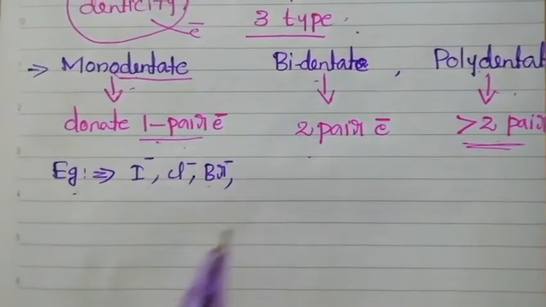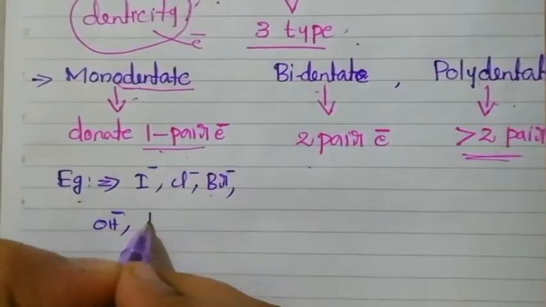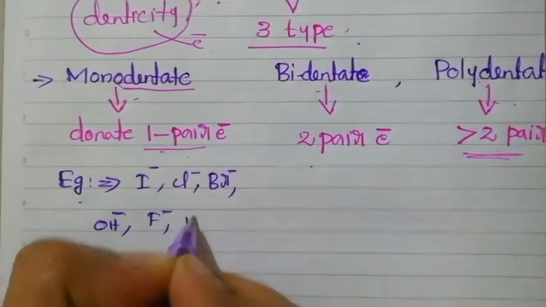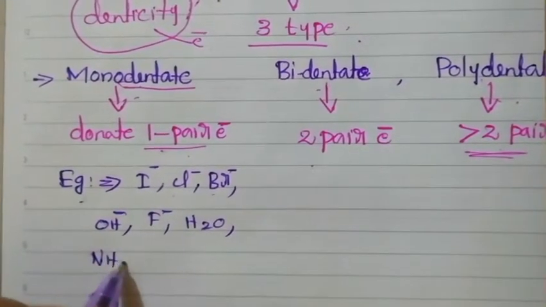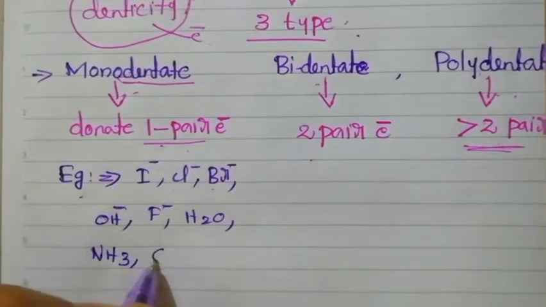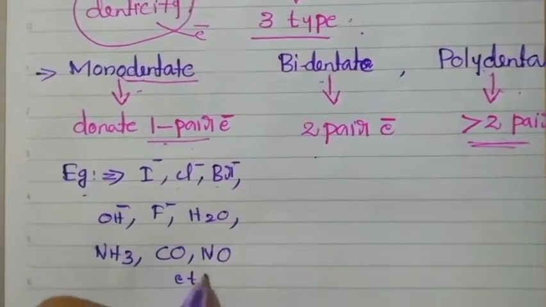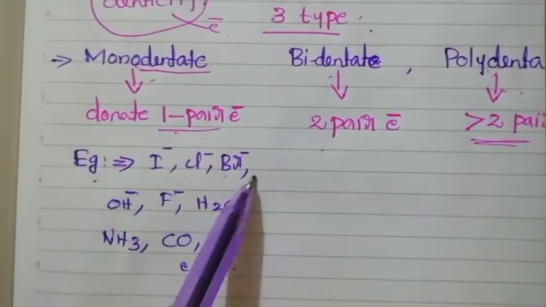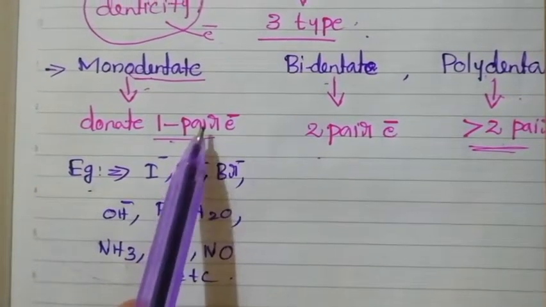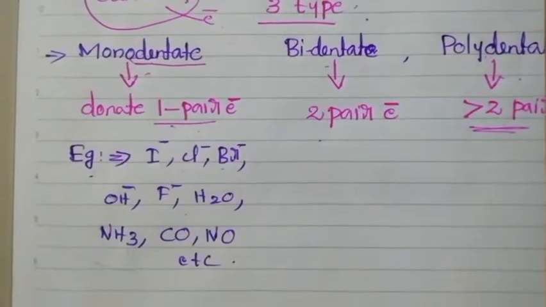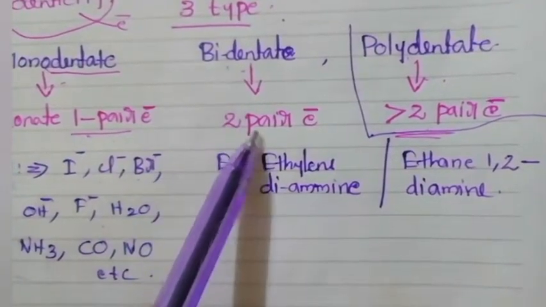Now let's see examples of monodentate ligands: I−, Cl−, Br−, OH−, F−, then H2O, NH3, CO, then NO, etc. Some of these ligands are negatively charged and some are neutral species. All of these donate one pair of electrons to the central metal, so all are considered monodentate ligands. It's an important thing: you must know, by seeing a ligand, whether it is monodentate or bidentate.